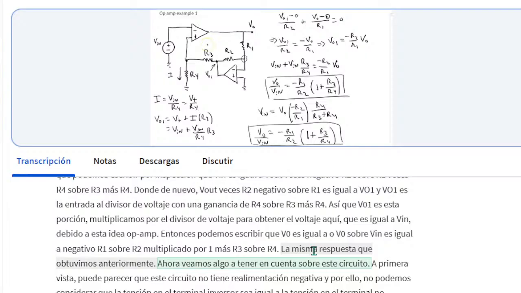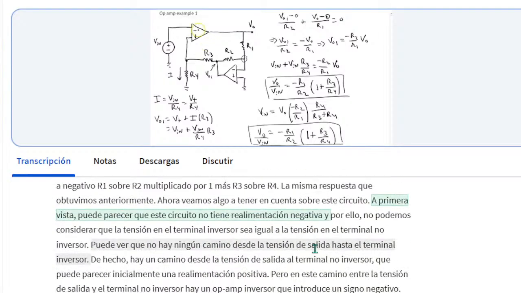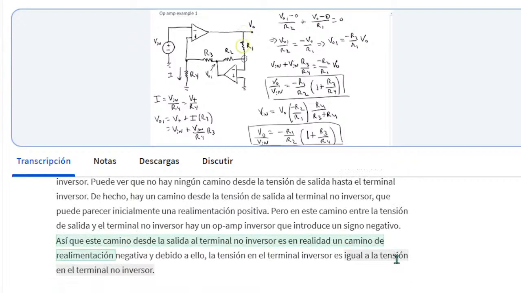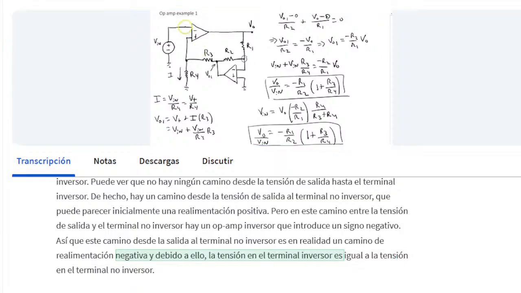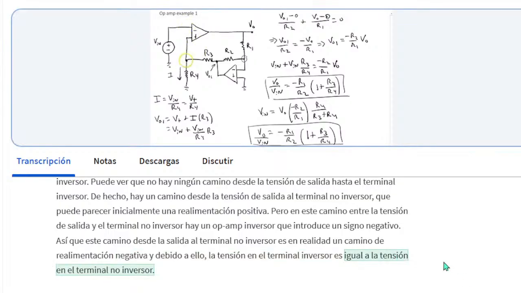Now let's look at something to note about this circuit. It may appear at first that this circuit does not have negative feedback, and because of that we cannot consider the voltage at the inverting terminal to be equal to the voltage at the non-inverting terminal. You can see that there's no path from the output voltage to the inverting terminal. In fact, there's a path from the output voltage to the non-inverting terminal, which may appear initially to be positive feedback. But in this path between the output voltage and the non-inverting terminal is an inverting op-amp that introduces a negative sign. So this path from output to non-inverting terminal is actually a negative feedback path, and because of that, the voltage at the inverting terminal is equal to the voltage at the non-inverting terminal.